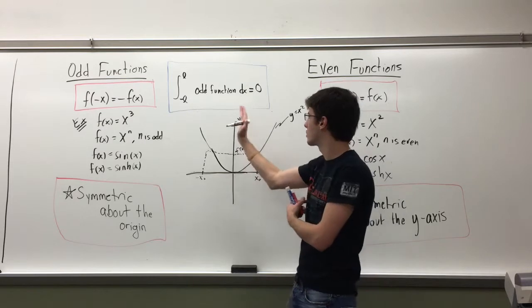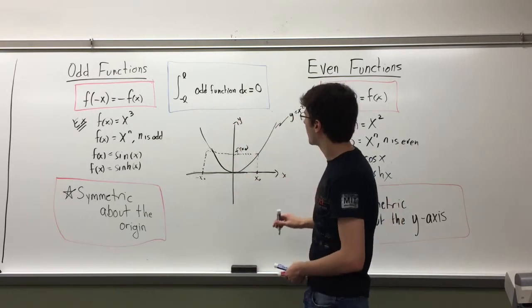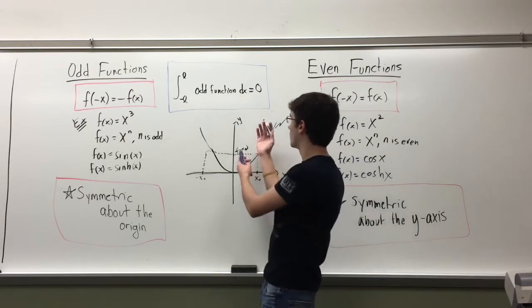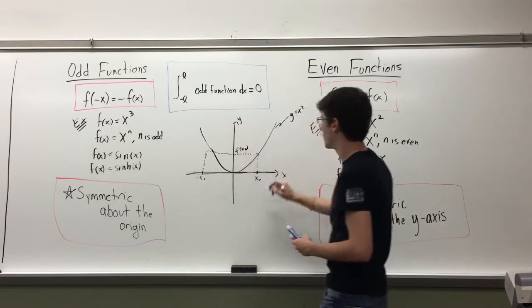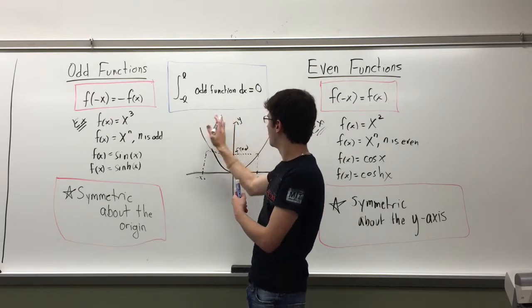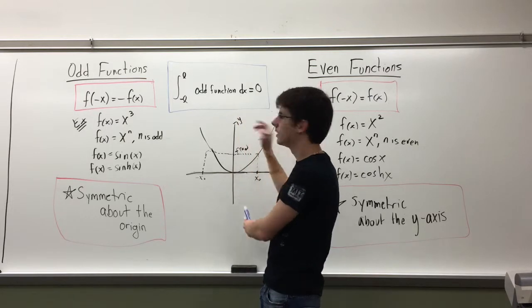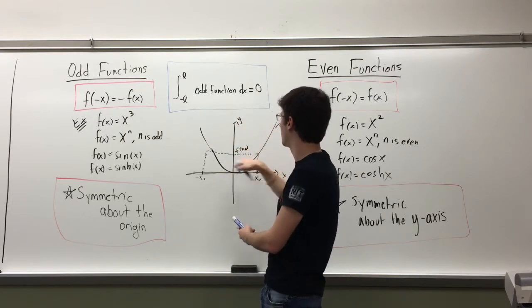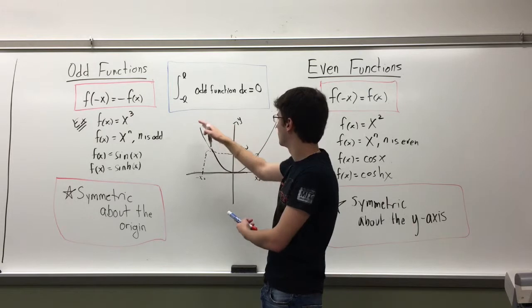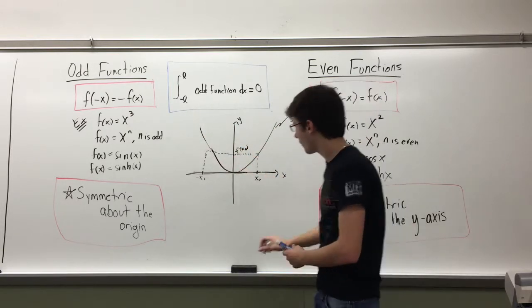It has to be symmetric over the y-axis. Another way to think about it is that if you pick the first quadrant and the fourth quadrant here, and you fold it in half about the y-axis, they would have to lie on the same parabola, on the same line. So this is one way to think about it.